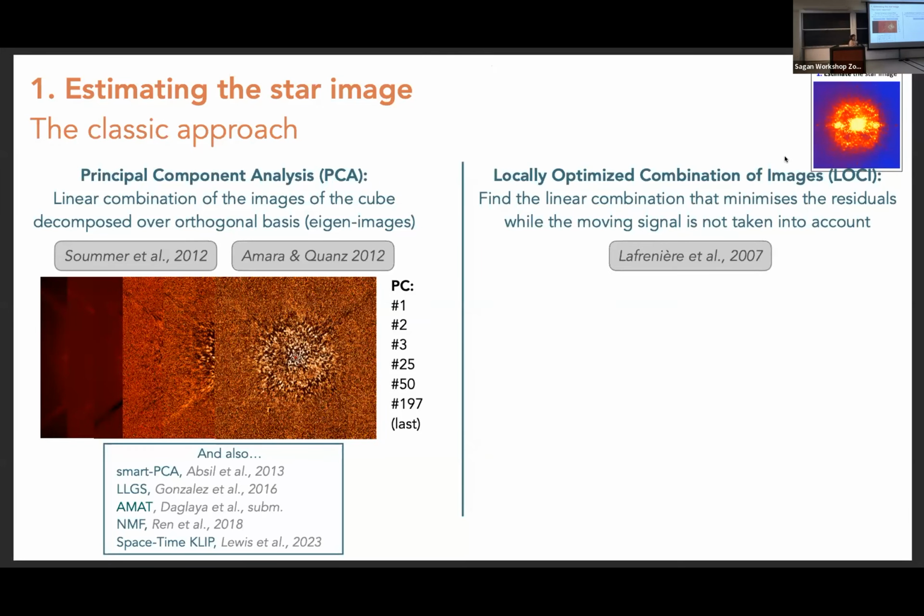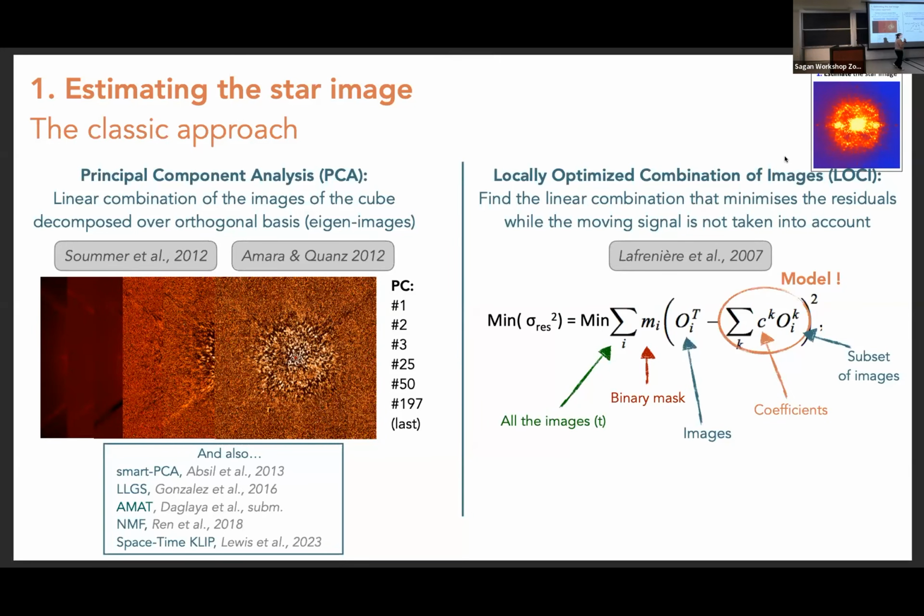And another very famous one that you will probably hear when reading literature is called LOCI, for locally optimized combination of images. So it finds the linear combination of images that minimizes the residuals. So it is written like this. It's disgusting, but wait, there's a minimization of the residuals here, the standard deviation of it. This is the stellar reference here. So it's a linear combination of a subset of images. And that's the image that you're looking at. So you want to minimize the square of this term here.